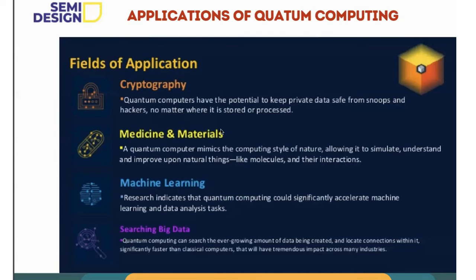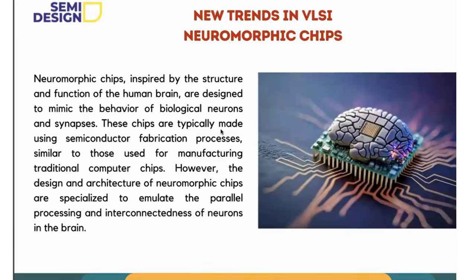And the next thing is neuromorphic chips. So whenever the chip design goes beyond 1 nanometer, another emerging technology would be the neuromorphic chip. So how would the new neuromorphic chips be designed?